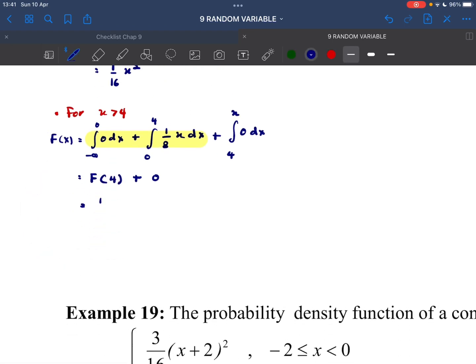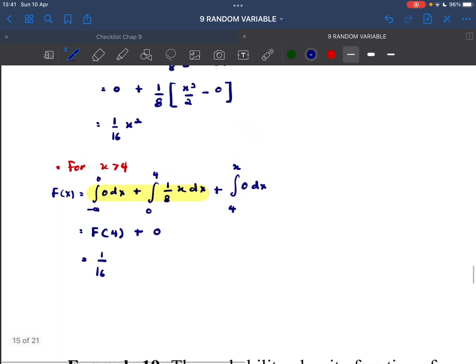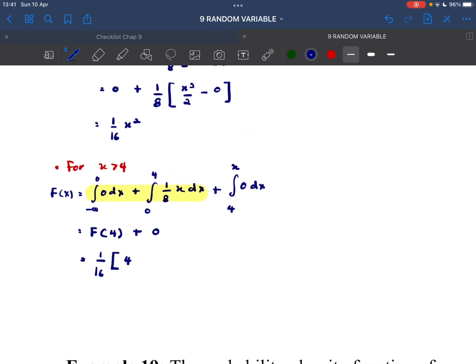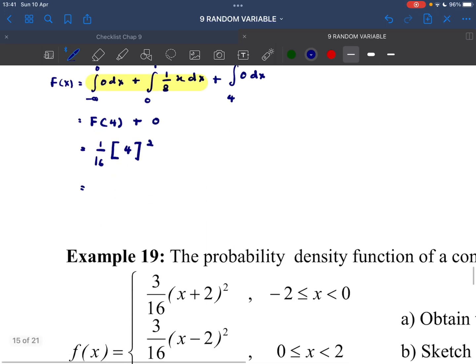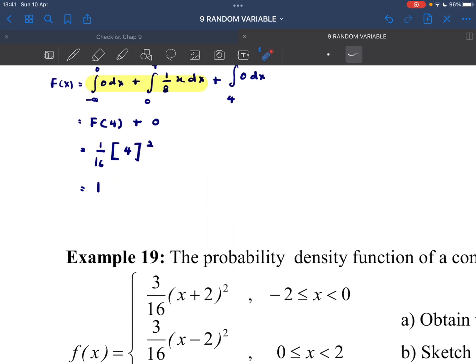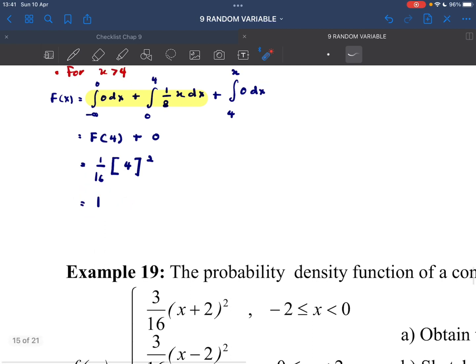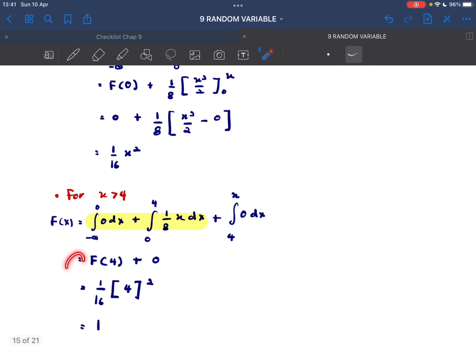So that will be 1 over 16 times 4 squared, and that will be 16 divided by 16, we get 1. Okay, then you know your function is correct. The last answer here has to be 1. Okay, if you're not confident doing it this way, you can always integrate this one as usual.